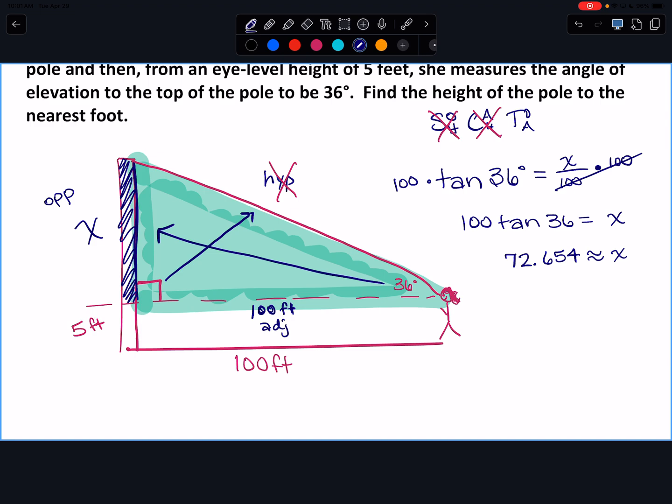No. So a common mistake is students put the answer right there. They put a box around it, because you're like, yes, I found it. Well, pump the brakes. Look. Is that the height of the pole? No, that's only part of the pole, right? That's up from eye level, okay? So we have to do what? Add 5. So it's actually 77.654 what? Feet. Really important.